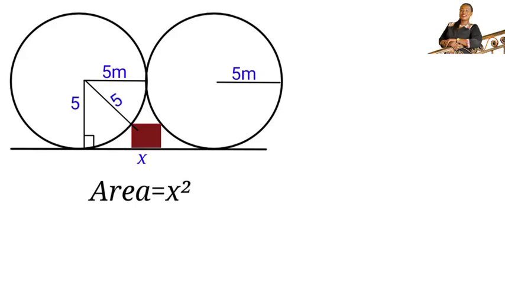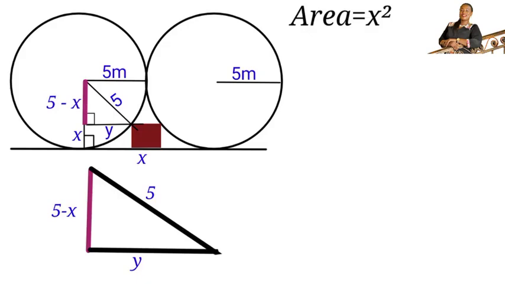Draw a line from the touching point of the square in such a way that it is parallel to the ground. This will also be a right angle. Call this y. Take note, this small part equals the length of the square, so it will also be x. The full distance is the radius 5.